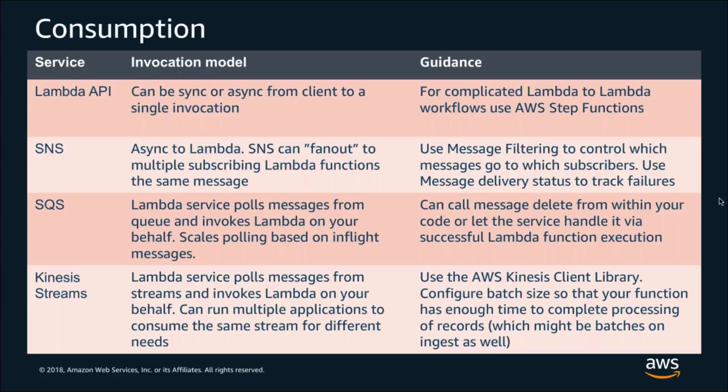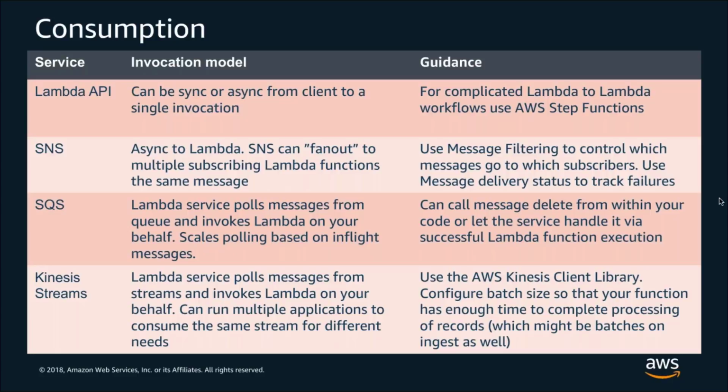Now with the Lambda API, this is basically going to be either a synchronous or an asynchronous request to the service. It is going to result in a single invocation per payload that's being passed in. And it's pretty straightforward from there. There's, again, no concept of multiple clients. There's no ability to do, say, fan out or replays. Those requests are going to be passed in, consumed, and then acted upon. Now, for really complicated Lambda to Lambda workflows, you're going to want to use AWS Step Functions, which I'll talk about here in just a moment.